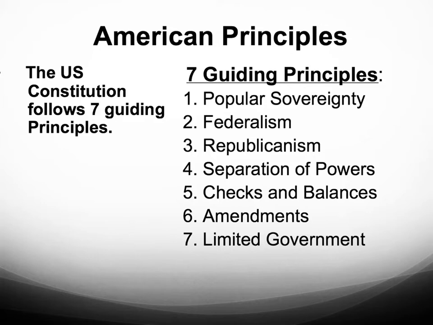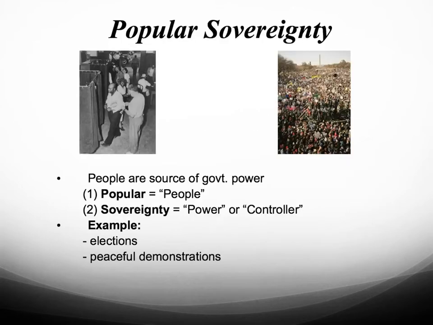Here we have laid out the 7 major American principles. We've got popular sovereignty, federalism, republicanism, separation of powers, checks and balances, amendments, and limited government. We're going to go into each of these here in a moment. Popular sovereignty is up first.